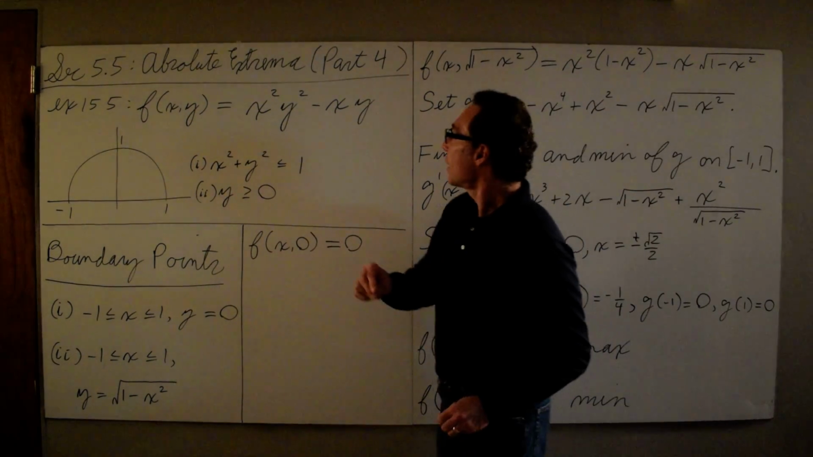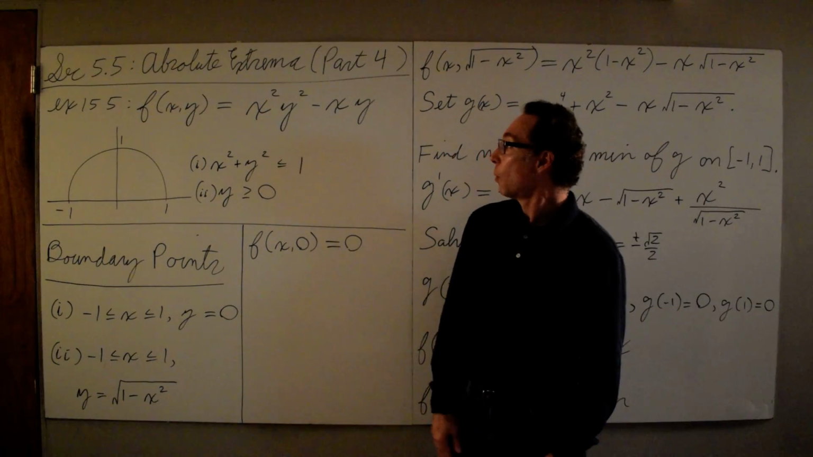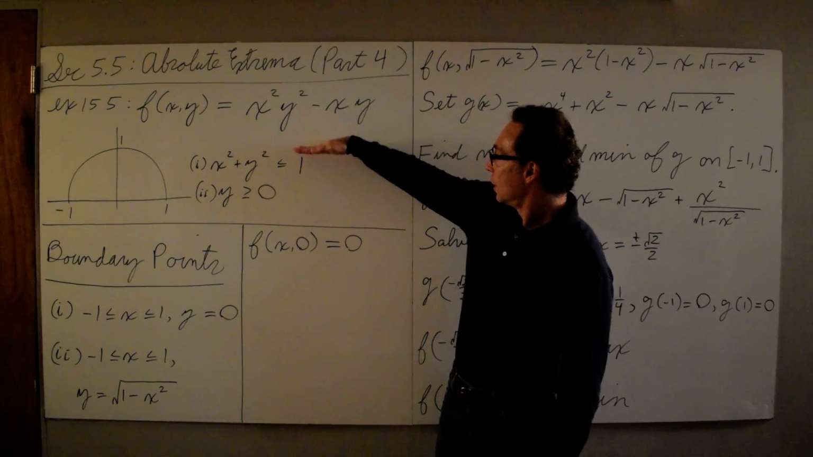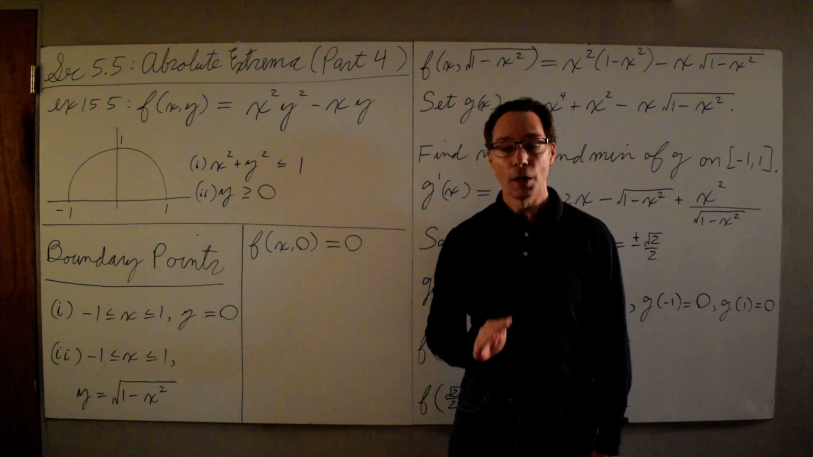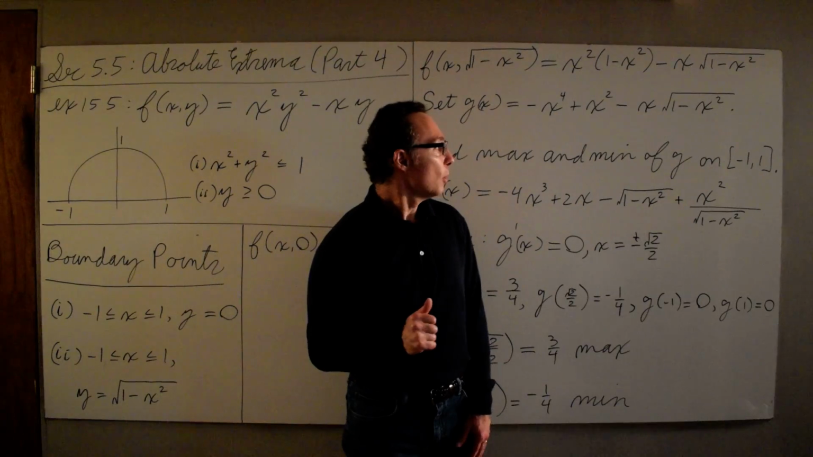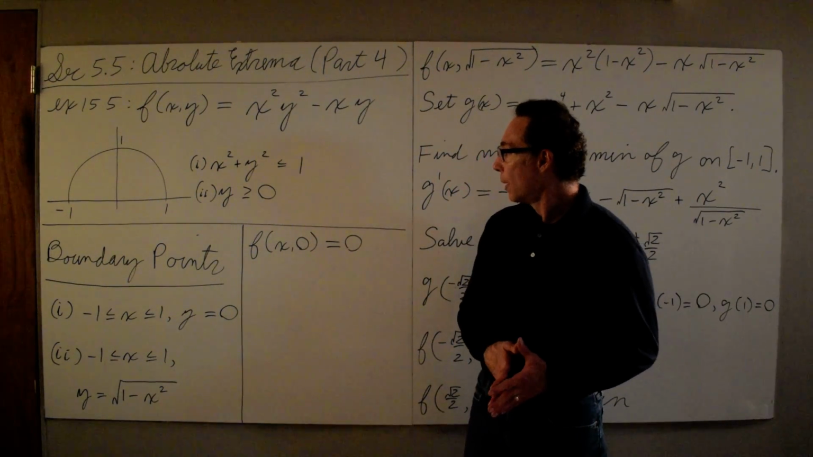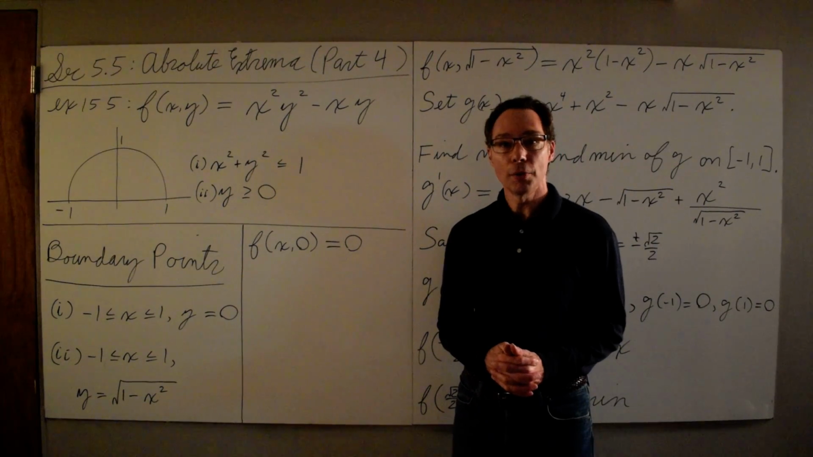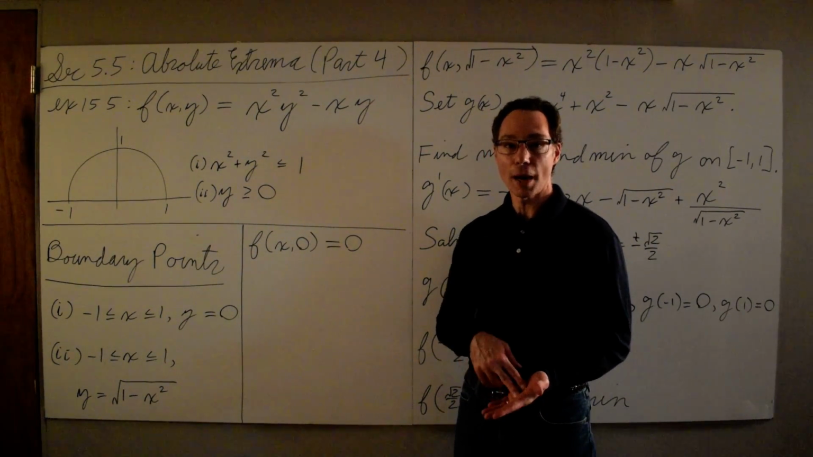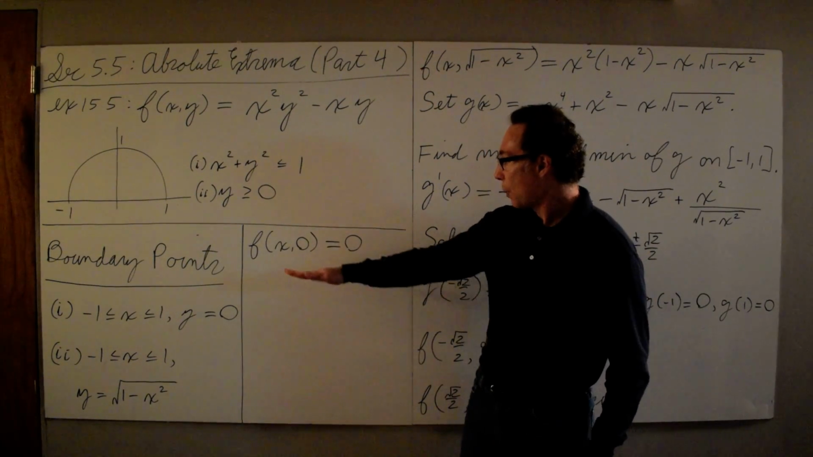This is the fourth video on absolute extrema, and we're continuing example 155. So we have our function that was given, we have our region that was given. In video 3, we found the critical points and we tested those. One critical point was (0, 0), and the other was (√2/2, √2/2). And we tested those. Now we'll test the boundary points.